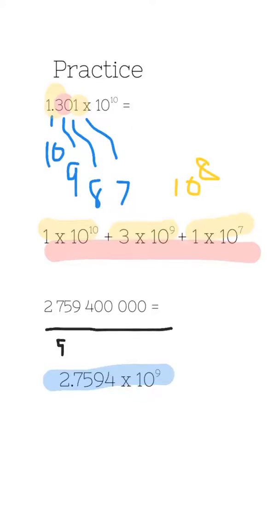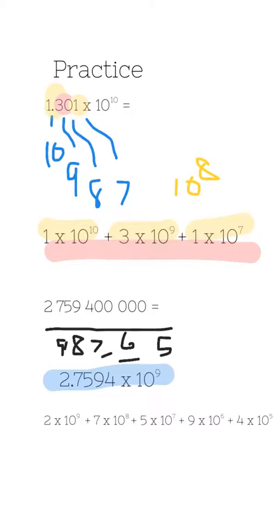ninth power. The 7 will be to the 8th power. The 5 will be to the 7th power. The 9 will be to the 6th power. And the 4 will be to the 5th power. So you end up with 2 times 10 to the 9th plus 7 times 10 to the 8th plus 5 times 10 to the 7th plus 9 times 10 to the 6th plus 4 times 10 to the 5th. And that is the expanded form. If you have any questions, please let me know.